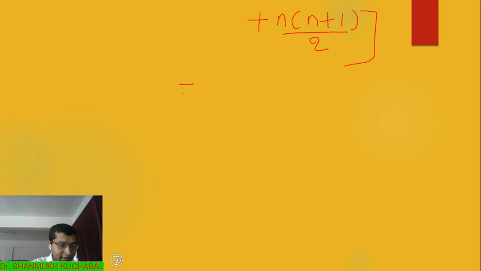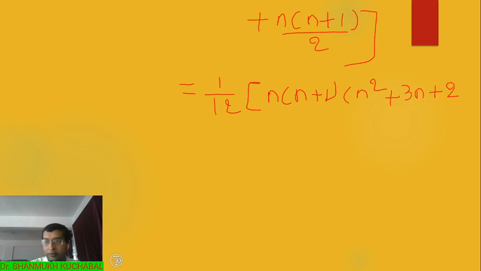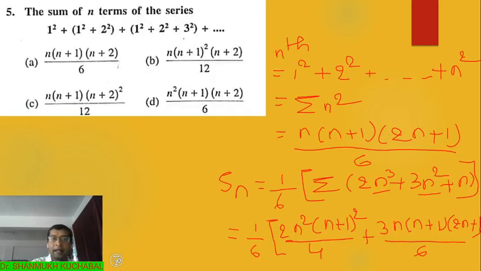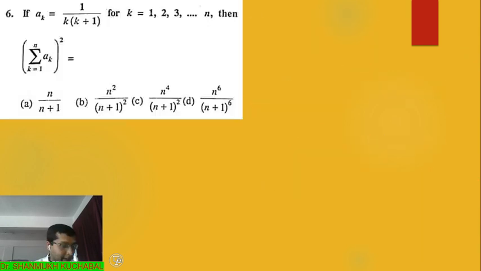If we simplify this, we get 1 by 12, it is n into n plus 1, n square plus 3n plus 2. So if we simplify this one, n into n plus 1 whole square, n plus 2, whole divided by 12. Therefore option B, n into n plus 1 whole square n plus 2 divided by 12 is the right answer.